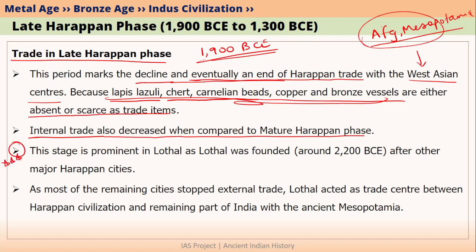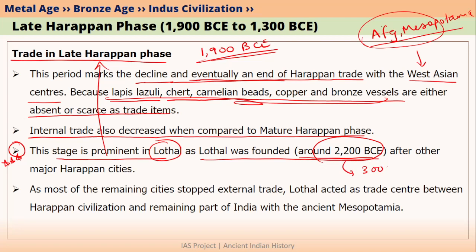However, we must note that there were certain cities which were continuing trade even during late Harappan phase. One of such city or one of such settlement was Lothal. Moreover, Lothal actually became prominent during late Harappan phase because Lothal was founded late compared to other Harappan cities. For example, we know that Harappa and Mohenjo-daro actually were existing from pre-Harappan phase times. However, Lothal was very new because it was founded only 4200 years ago, or we can say 2200 BCE. This was just 300 years before the start of late Harappan phase.